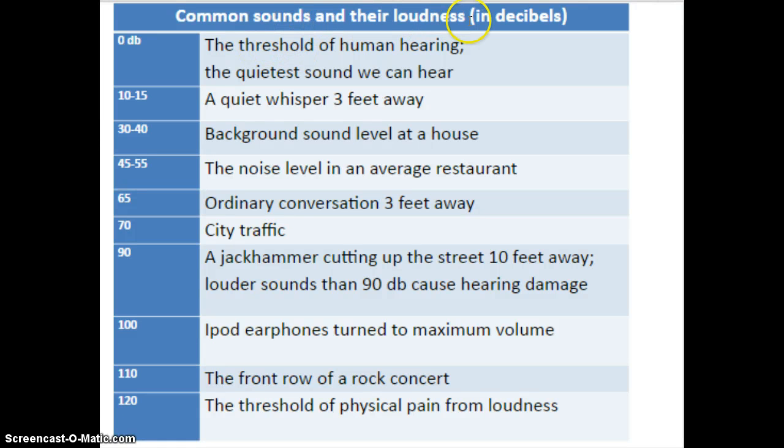So some common sounds and their loudness in decibels. Quiet sounds, 0, it's the quietest sound we can hear. We just put a 0 to that. But a whisper from about 3 feet away is about 10 to 15 decibels. Background sound level at a house is about 30 to 40. The noise in an average restaurant or our class is probably around 45 to 55 decibels. An ordinary conversation, although some of you have megaphone mouths, is probably closer to 65, 70. City traffic, 70 decibels. A jackhammer cutting up a street 10 feet away has 90 decibels.